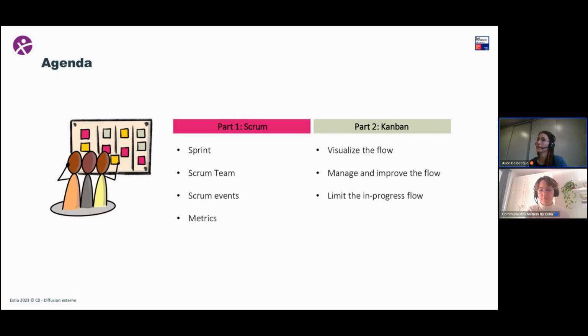Whereas in Kanban, as there are no such things as events or meetings like that, we will focus more on the Kanban principles. There are three principles: visualize the flow, manage and improve the flow, and limit the work in progress. Let's start with Scrum.